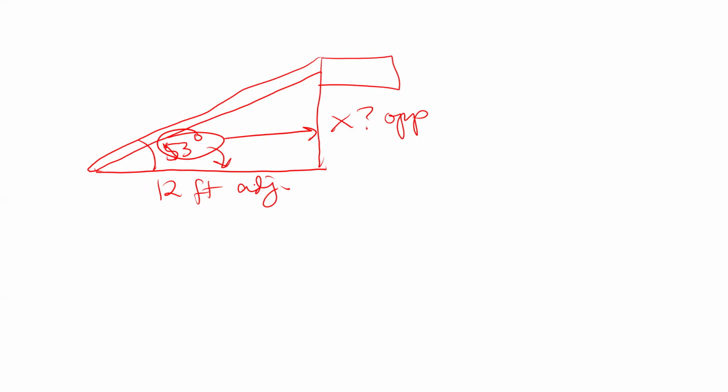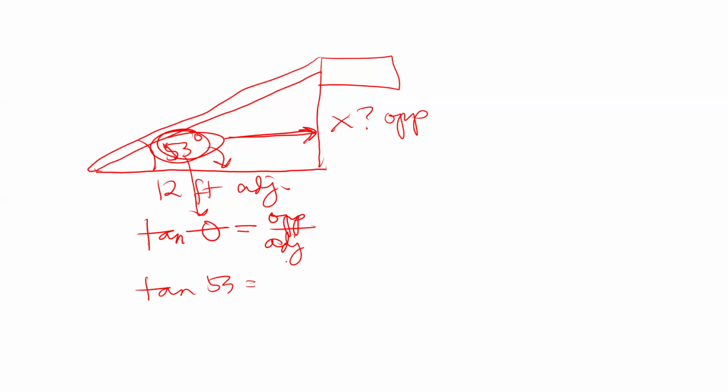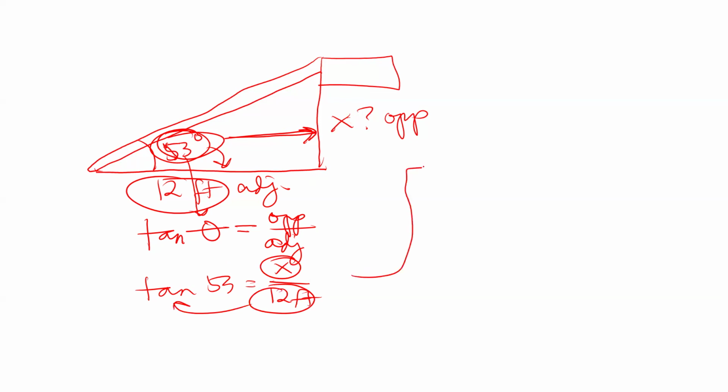So which trigonometric ratio do we use to solve this problem? Think about it. Very good. We use tangent. Tangent theta equals opposite over adjacent. So our angle theta is 53. We substitute that: tan 53 equals opposite. What's opposite to that? x, we don't know. Over adjacent, that's 12 feet. So solving for x, we transpose 12 to the other side. We now get tan 53 times 12 feet is equal to x.